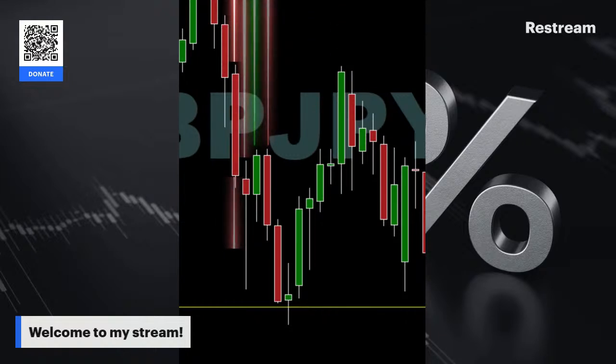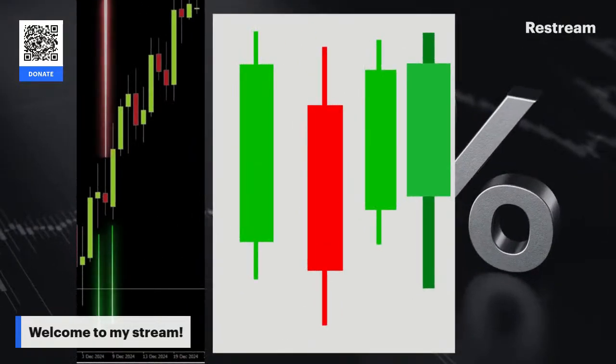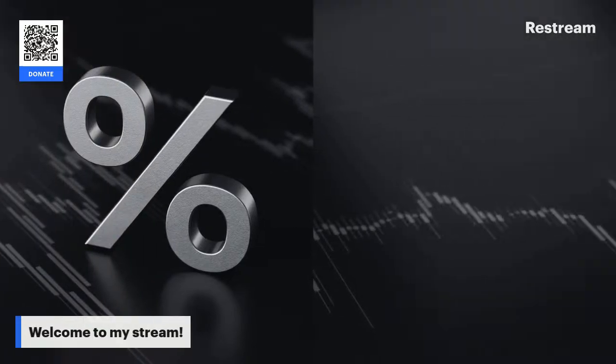Real trade examples. Here's a real example on GBP/JPY. On February 18, 2025, we had red, red, green, so we expected the next candle to be red. As you can see, the next day was a bearish candle, confirming our projection. Another example on December 9, 2024, we had green, red, green, so the next day should be green. And guess what? That's exactly what happened.